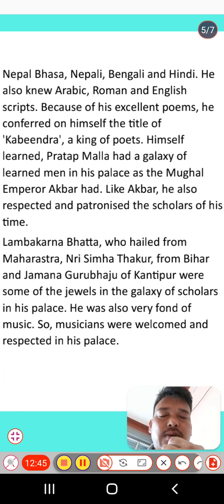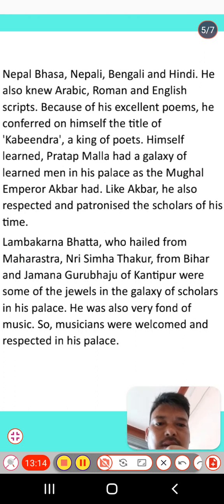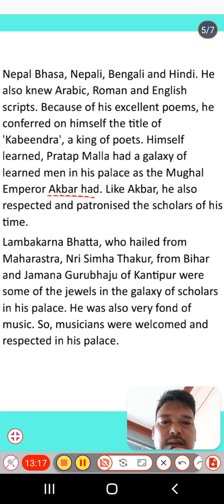He also knew Arabic, Roman, and English scripts. He had knowledge of other languages except writing. Because of his excellent poems, he conferred on himself the title of Kabindra, a king poet himself. Pratap Malla had a galaxy of learned men in his palace, as the Mughal Emperor Akbar had. Like Akbar, he also respected and patronized the scholars of his time.